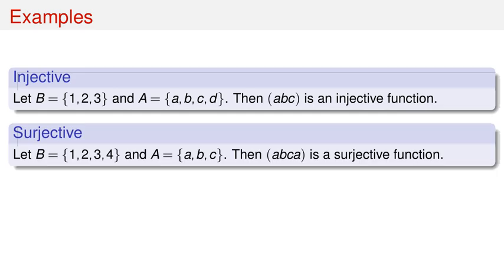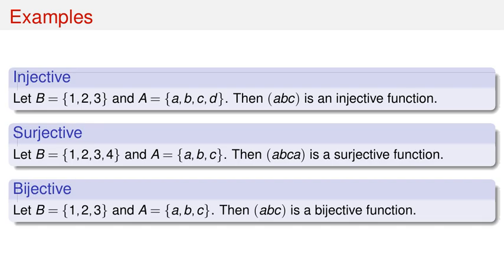For a surjective function, let B be the set {1, 2, 3, 4} and A be the set {a, b, c}. Then the function f with f(1) = a, f(2) = b, f(3) = c, and f(4) = a is a surjective function because every element in A is mapped to by at least one element in B. The range f(B) is {a, b, c}, which is A.